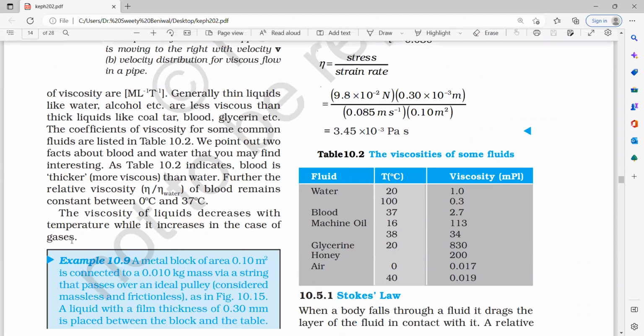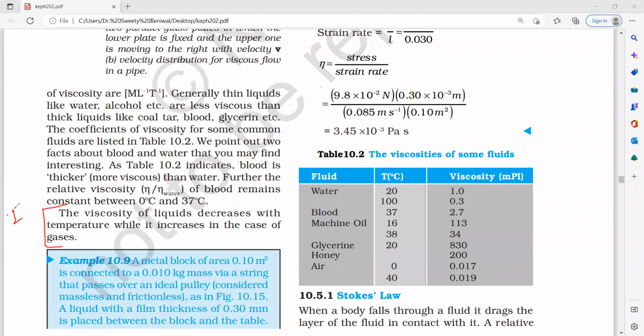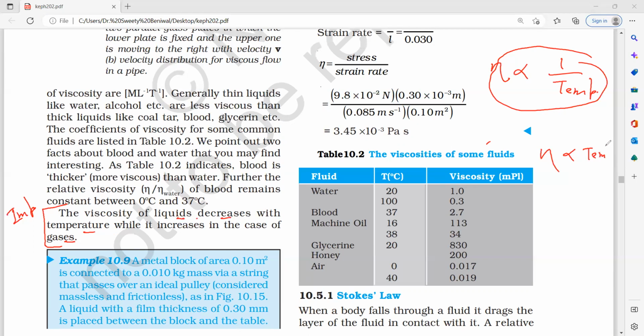This line is very much important. The viscosity of liquids decreases with temperature while it increases in the case of gases. So you have to look at the state of matter. If it is liquid, viscosity is proportional to 1 over temperature, but if it is for gas, it is proportional to temperature. This is for gas, and this is for liquid.